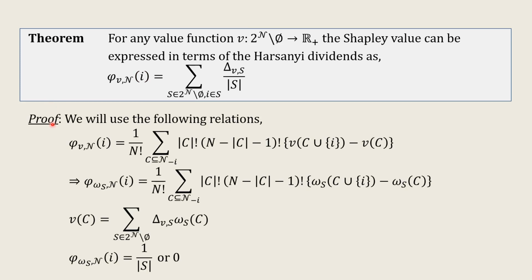And we will use the following relations. These are the four relations that we shall use. The first, third, and fourth expressions we have already seen. To get the second expression here, all I've done is replace the value. This is the expression for the Shapley value for any v, and all I've done is replace v with omega S, the unanimity value. And that gives me this expression here. So I have these four expressions.